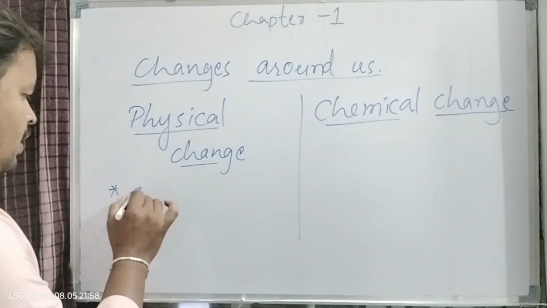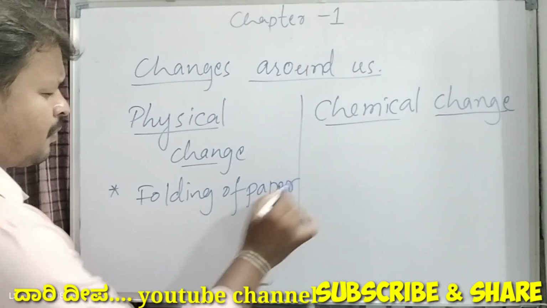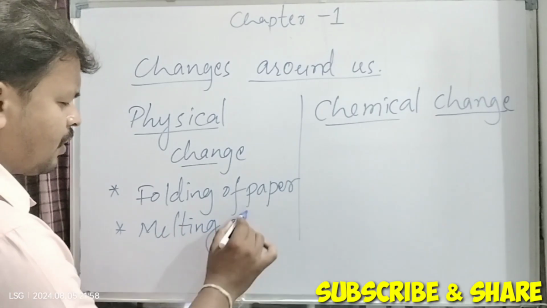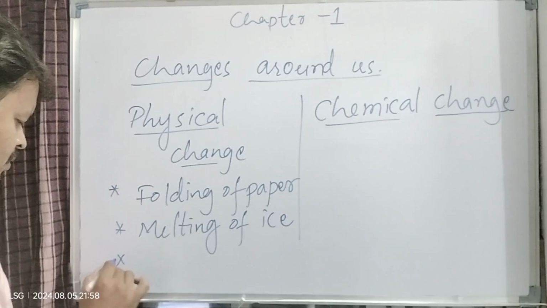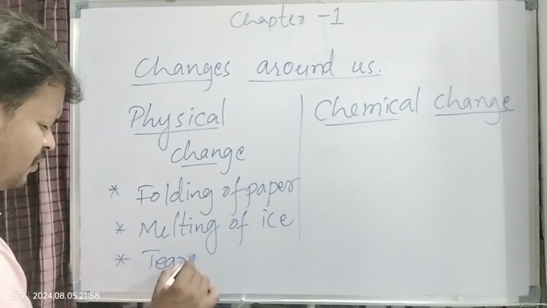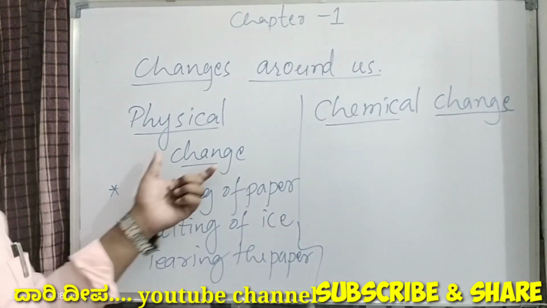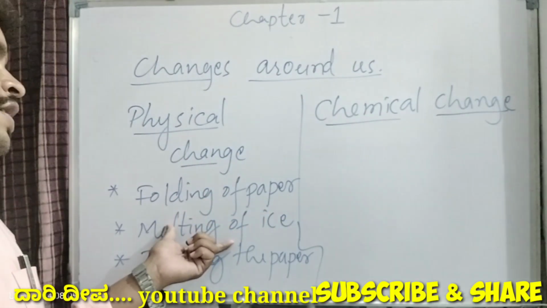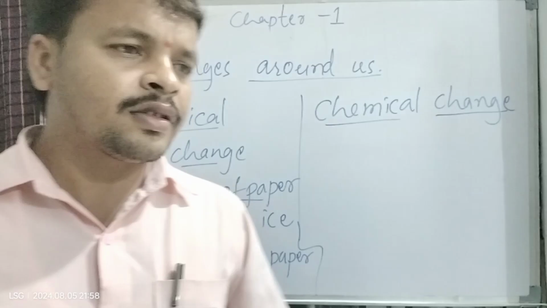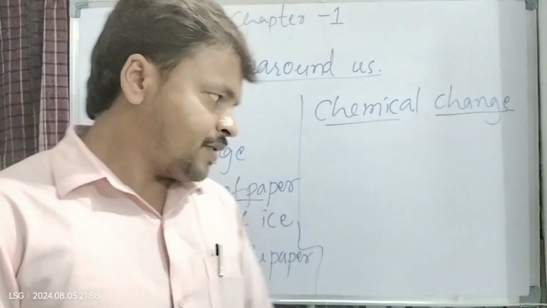So what are those? Folding of paper, melting of ice, then tearing the paper. These are the examples of physical changes. Why are these called physical changes? For example, folding of paper. Suppose one paper is given to you. If you are asked to fold the paper, you can fold it in a different manner or different shapes.